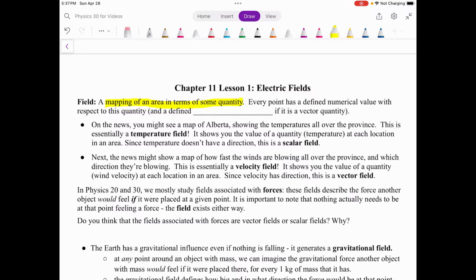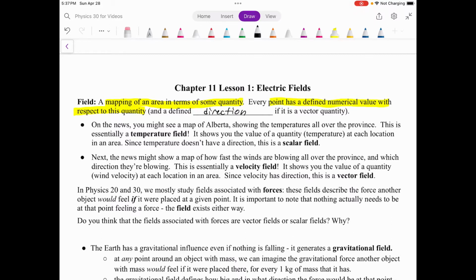So we take an area and based on some quantity that we're interested in, we assign it the correct numerical value to describe what that quantity is like at each location. So every point has a defined numerical value with respect to that quantity, whatever it is we're interested in. And if it's a vector quantity, if it's something like a force, which is what it will be for electric fields, it also has a defined direction.